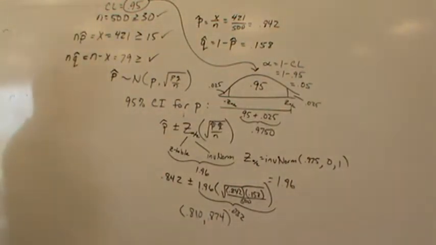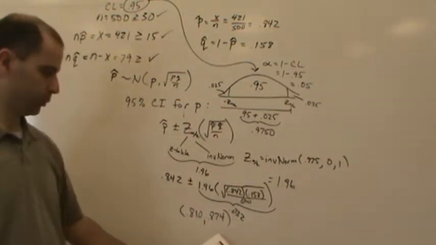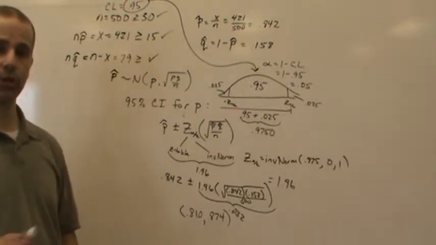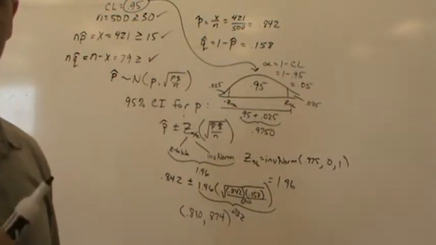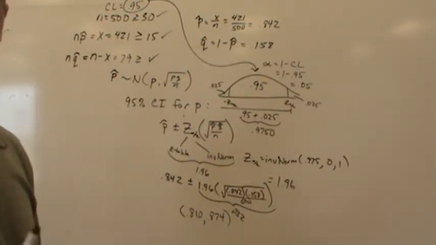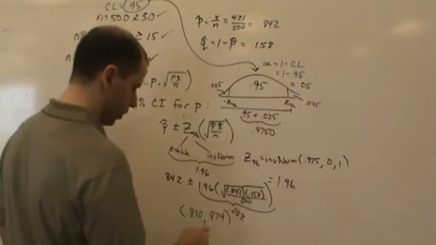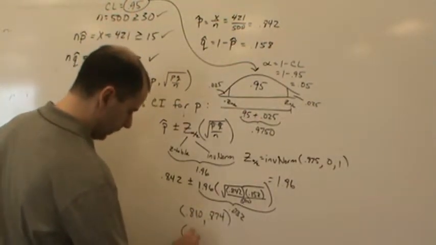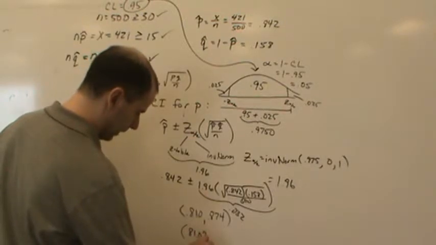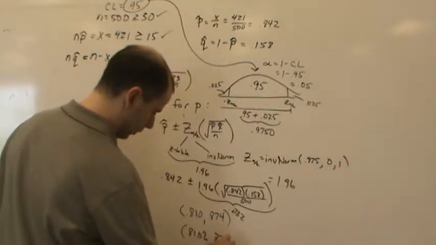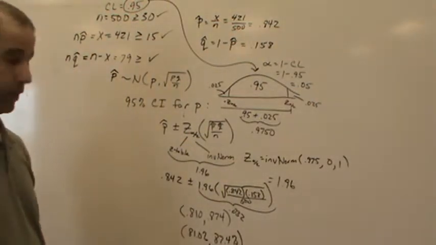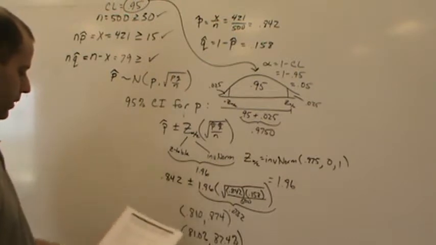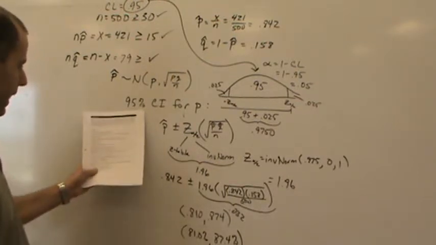Now, when it comes to proportions, we always go to 3 decimal places, and we always want to change it to a percentage. Much easier to deal with a percentage than to work with decimals when it comes to proportions. So we can also write this as 81.0% to 87.4%. So now we can interpret this much easier. Okay? So the interpretation, again, remember, is going to be at a 95% confidence interval.